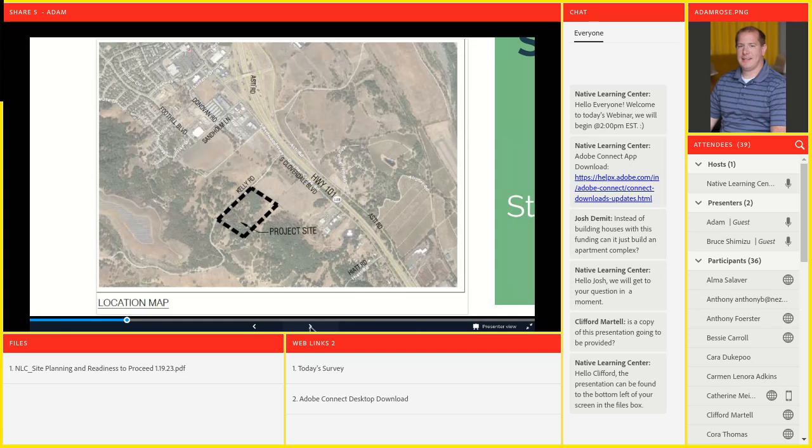Sure thing. So Josh Demet inquired, instead of building houses with this funding, can it just build an apartment complex? Yeah, absolutely. So I think the resource there that the participant may be asking about, again, I would defer to the resource called Low Income Housing Tax Credits. We're not going to spend a ton of time talking about that specific resource today. I will say that this project at Dry Creek absolutely utilized that resource to get this project off the ground, but we're not going to talk about specifics of how it works or how it gets into projects.